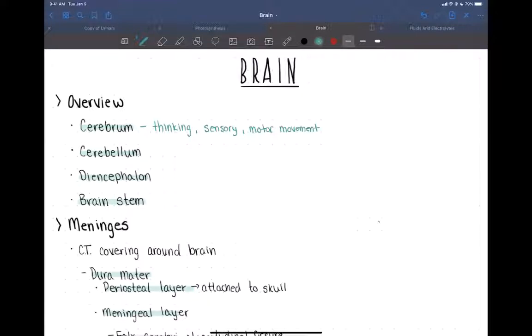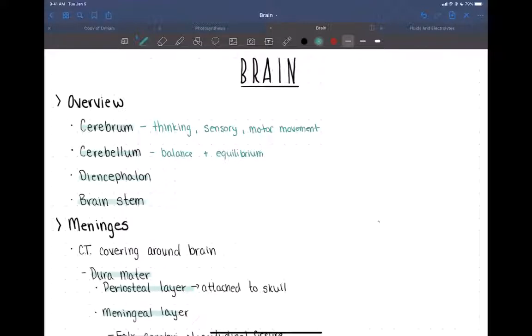Then posterior and below the cerebrum, we have the cerebellum. The cerebellum is important for balance and equilibrium, which I think everybody is maybe a little familiar with. It's also involved in learning certain motor skills. Repeated motor skills like riding a bike involve the cerebellum as well. And it helps to coordinate muscle movement.